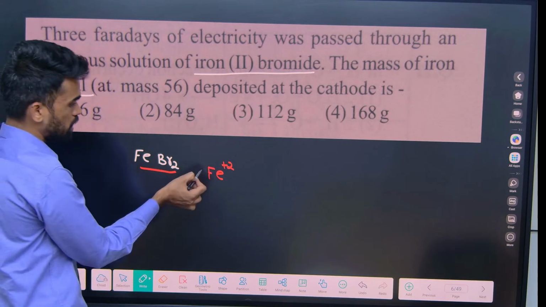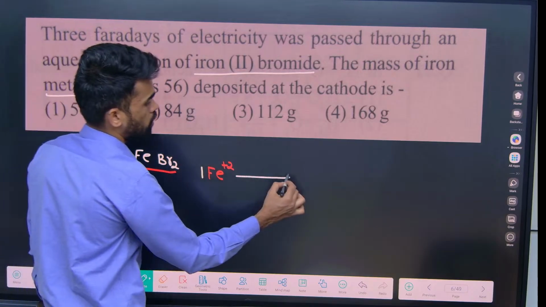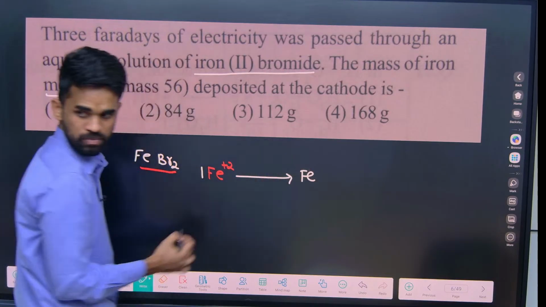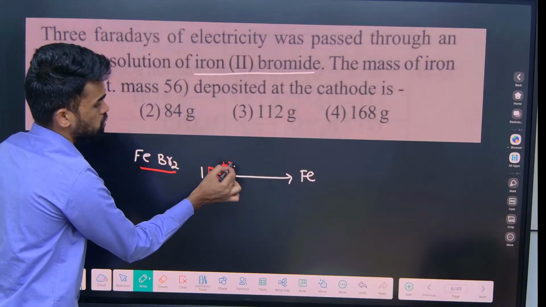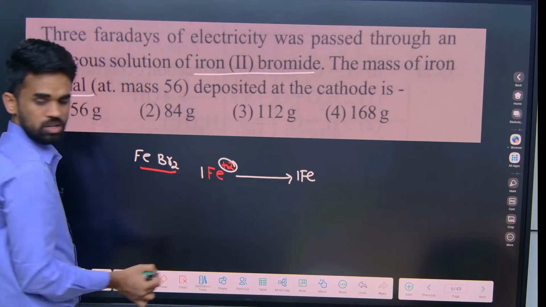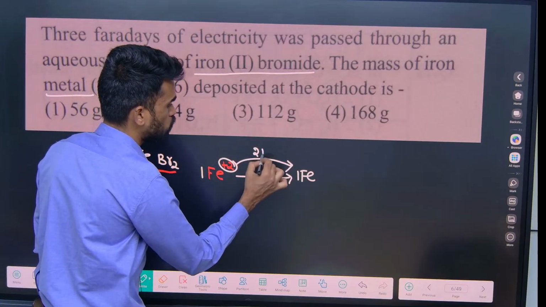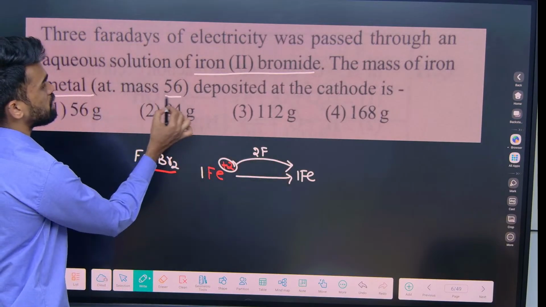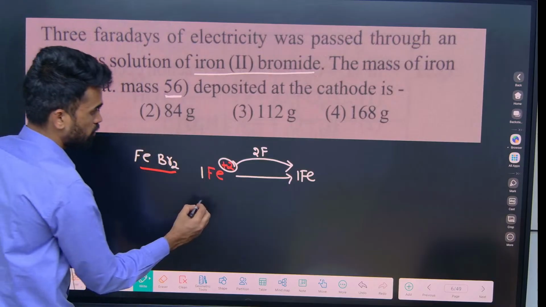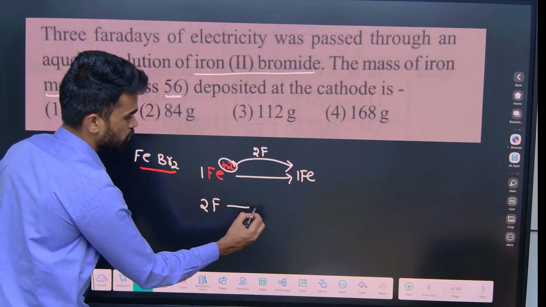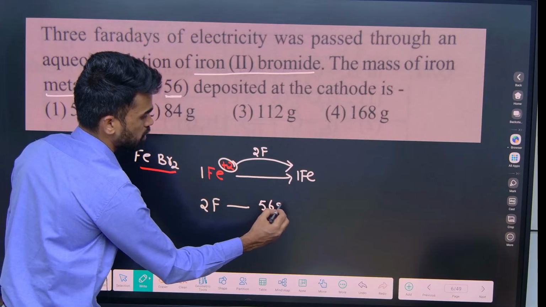See, if I have only Fe+2 ion, it should deposit as Fe. Now, how many electrons are required for 1 mole deposition? 2 moles of electrons, that is nothing but 2 Faradays. So 2 Faradays gives you 56 grams of that substance.